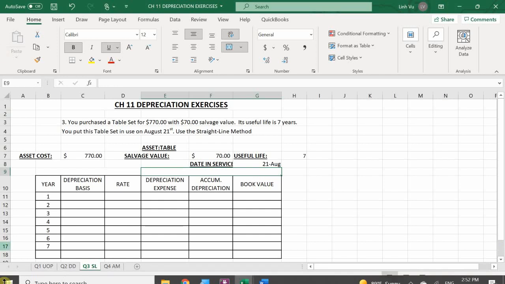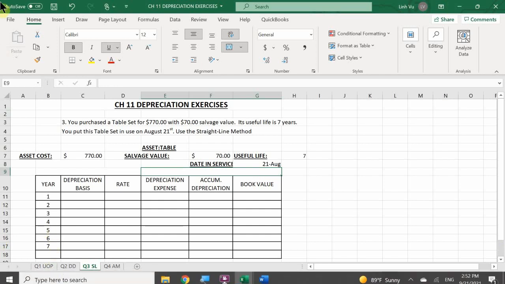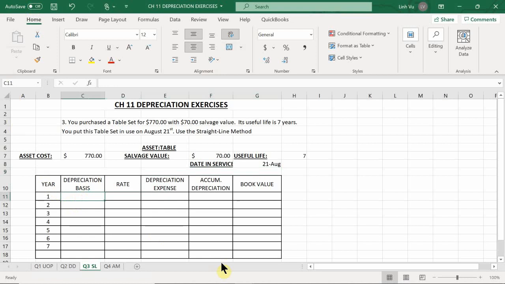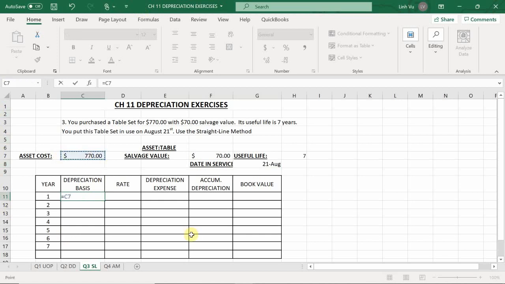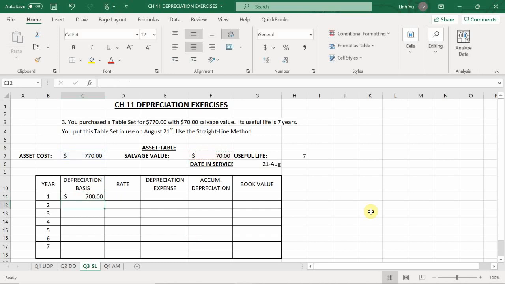So let's go ahead and run our formulas here. So again, this one, the depreciation basis is going to be the same as our units of production, which is going to be the asset cost minus the salvage value of $70 to give us a total of $700.